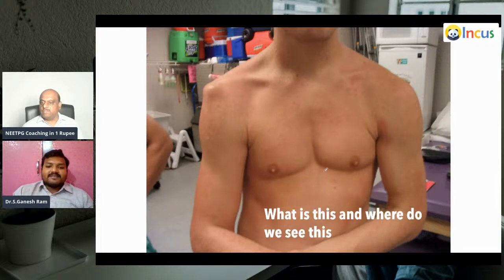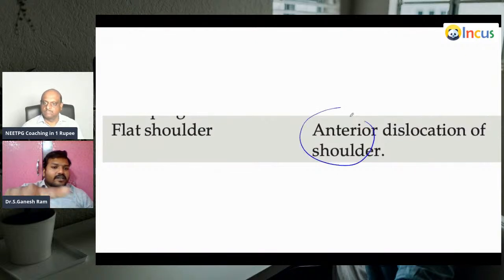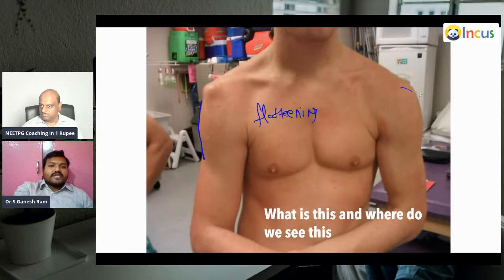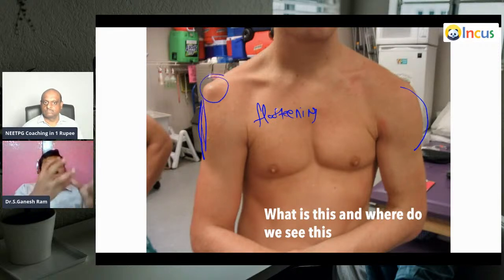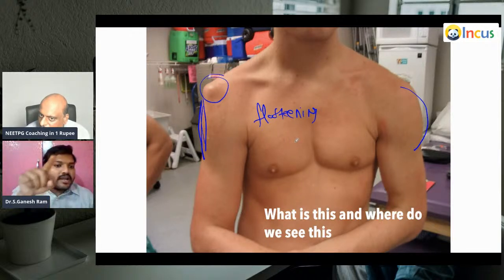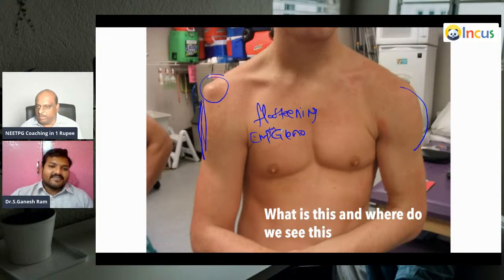Right. So what is this, and where do we see this, doctor? Here, this is a flattening of the right side of the shoulder, most commonly seen with anterior dislocation of the shoulder. You can see on the left side the deltoid contour is maintained, whereas on the right side the distal end of the clavicle is very prominent. That means the deltoid muscle is pulled away, which means the joint is dislocated. On X-ray, it's called the empty glenoid sign. If we take an X-ray, the glenoid will be empty. Wonderful. Empty glenoid sign, most common in anterior shoulder dislocation.